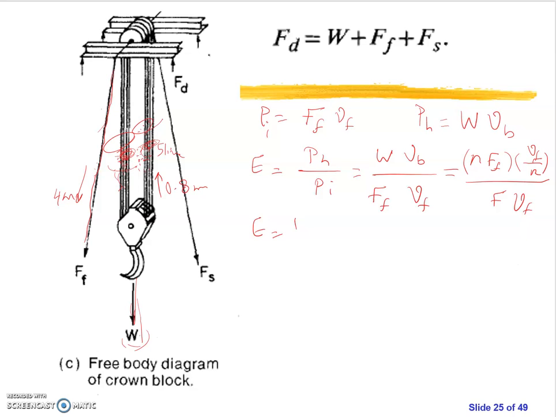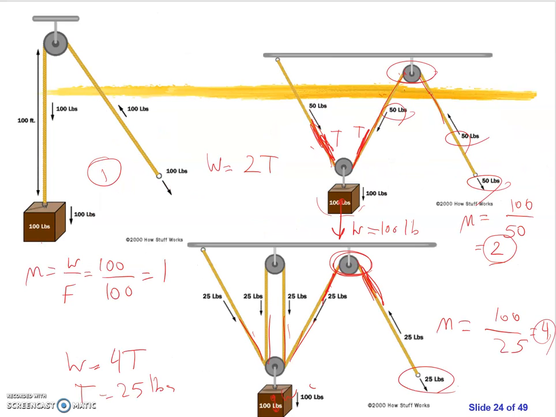Mechanical advantage, on the other hand, tells you how much less force you need to put to raise or lower a weight W, right? Look at it again here. So you put, for example, you apply 50 pounds, you raise 100 pounds. That's a mechanical advantage of 2.